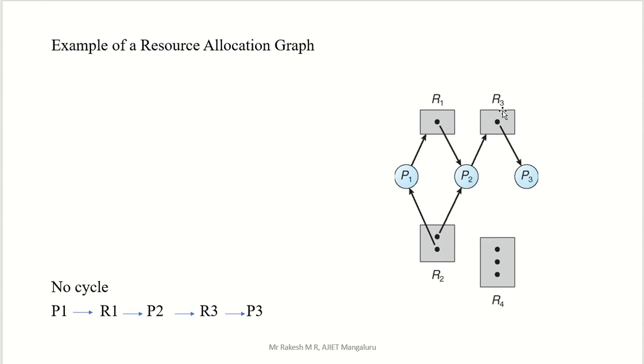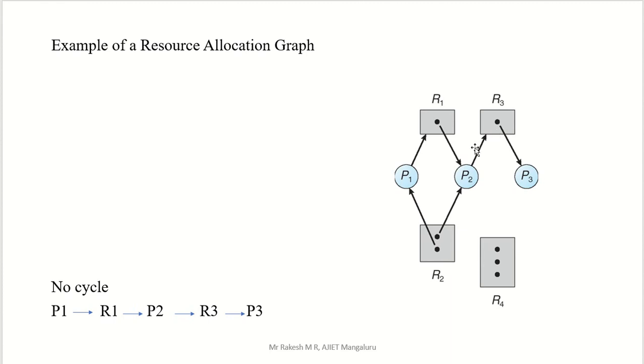Here R3 is there. P2 is requesting R3, but that one instance is already given to P3. But we are not using R4. R4 is already free here. No process is using R4 or requesting R4. This is separate. So here, is there any chance of deadlock? We have to see that.